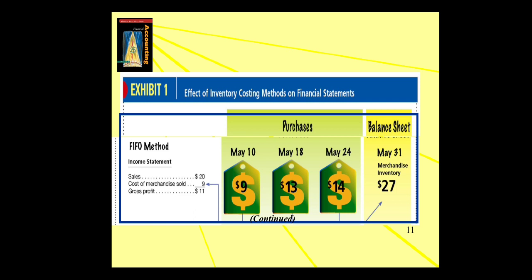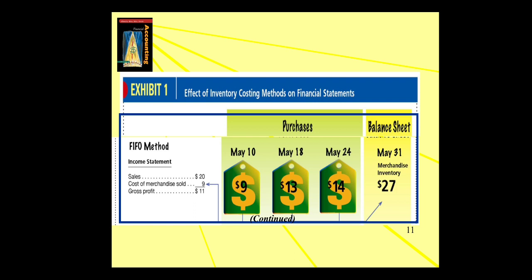FIFO method. Remember, first in, first out. Let's say there is a business. The business is a merchandising business. The business sells something to the customer. In the month of May, the business makes 3 purchases. The first purchase is on May 10.